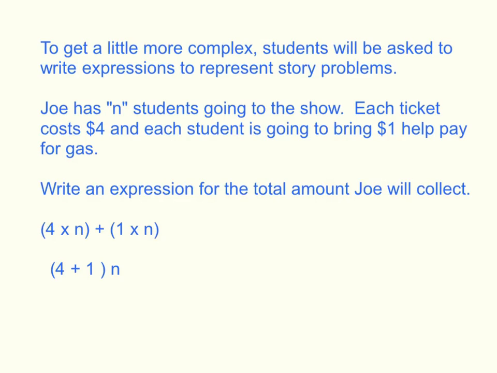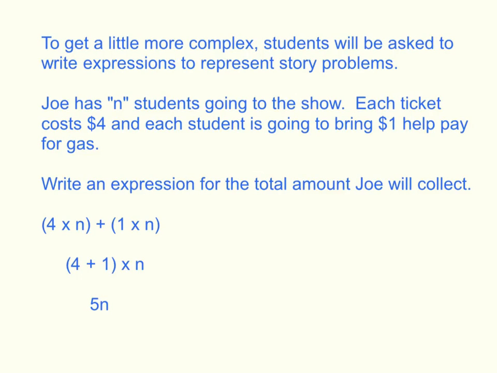Since we cannot solve this expression, since we're not sure what n is, we can simplify this expression by making it (4 plus 1) times n. So we're adding the two amounts of money that are going to be needed by each student times the number of students. To further simplify this expression, we can add the 4 plus 1 and say 5n.